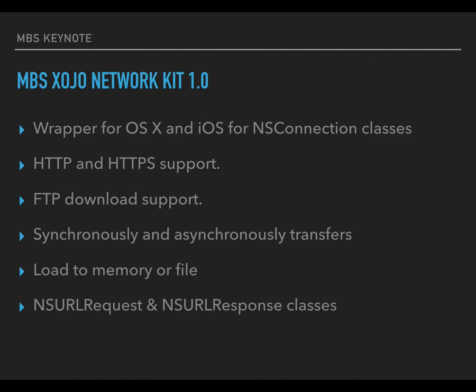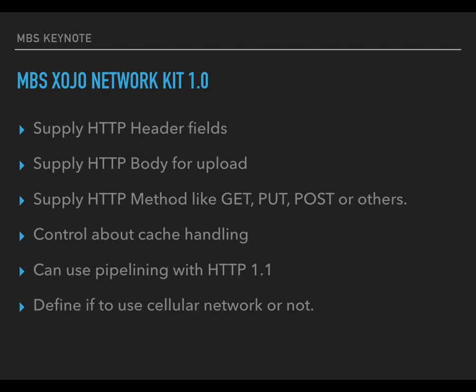It's an alternative to the built-in HTTP socket of Xojo. You can supply the HTTP headers, the body, the method. You can decide how caching is handled. And you can use pipelining with HTTP 1.1, which allows you to send several requests over one connection. And you can define whether you want to use the cellular network or not, which can also be handy to only download if the user has Wi-Fi.